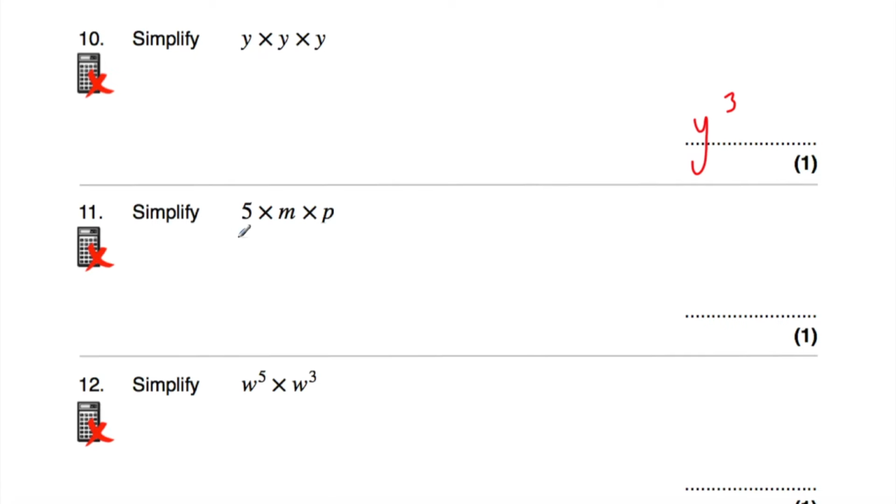Okay, let's have a look at our next question, question number 11. Question number 11 says simplify 5 multiplied by m multiplied by p. Let's multiply the numbers first, well it's just 5. And then we've got mp, so it's going to be 5mp, just putting them together.